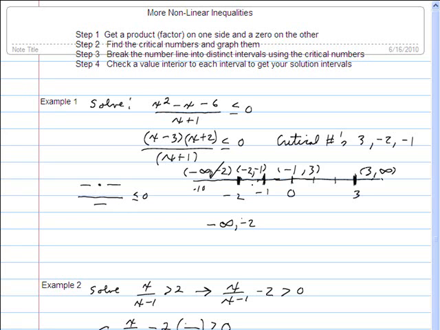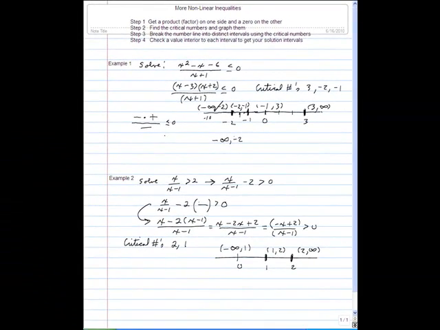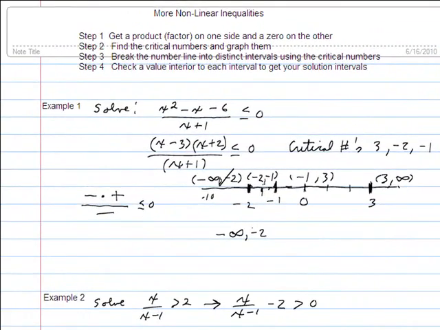Now about the only good number to try here is negative 1.5, and that's a little bit trickier to use. But let's give it a try. Negative 1.5 minus 3 would be negative 4.5. That's negative. Negative 1.5 plus 2, the 2 is bigger, so that's going to be positive. Negative 1.5 plus 1, the 1.5 is bigger, that was negative, so that's going to be negative. 2 negatives, though, give you a positive. And a positive is not less than 0, so that's not a solution interval.